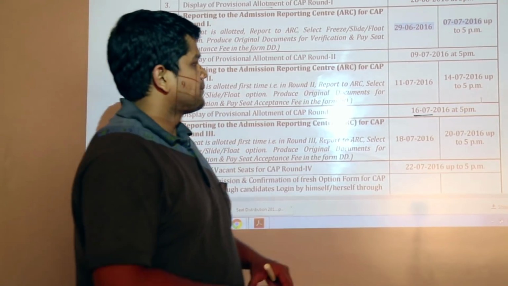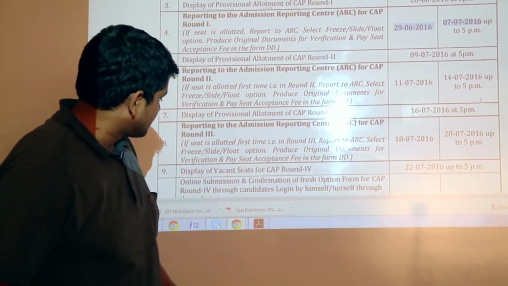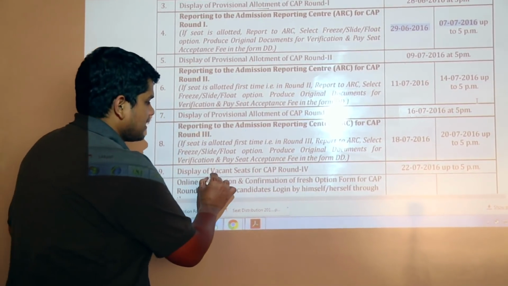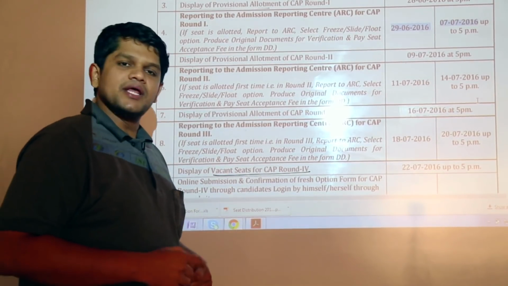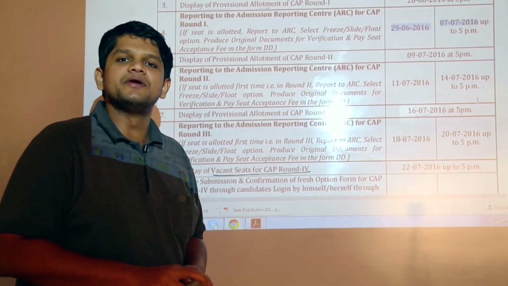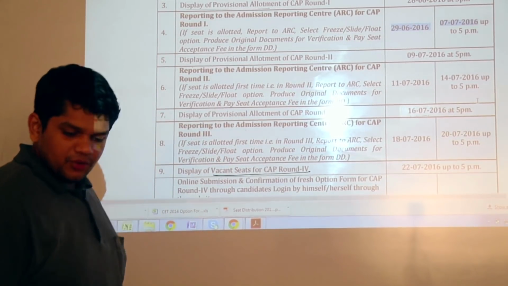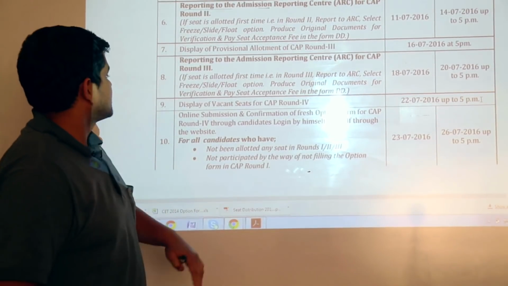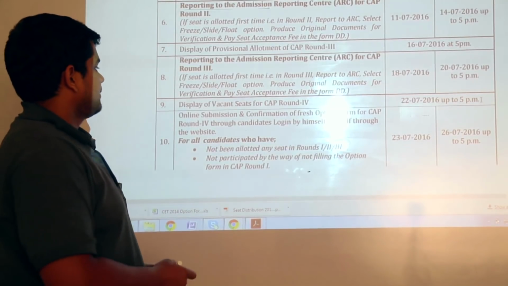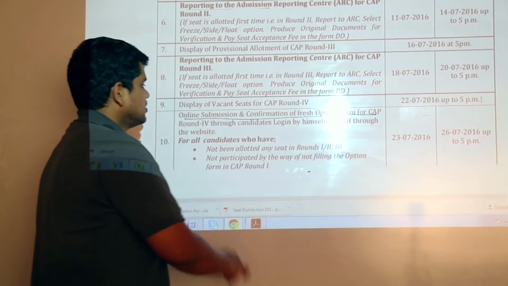Cap Round 3 are the first 3 main Cap Rounds. After Cap Round 3, they will be displaying vacant seats available for Cap Round 4. Now Cap Round 4 is actually analogous to the counselling round that happened in the previous years. You will have to fill up a fresh form. That is what they say. You will have to make an online submission of fresh option forms for Cap Rounds.